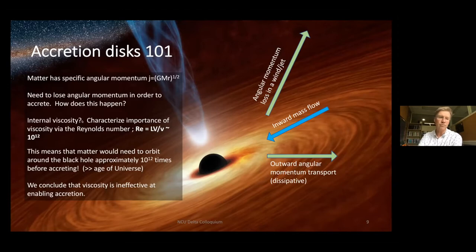So how does that happen? Well, if you came at this problem as a fluid dynamics problem, you might have thought that maybe there's viscosity in the gas. The material close in is orbiting very fast compared to material that's further out, so there'd be a shear in the flow. Therefore, if there's any shear viscosity, the material that is further out would help slow down the material that's closer in, and that would take angular momentum away, and it would fall in.